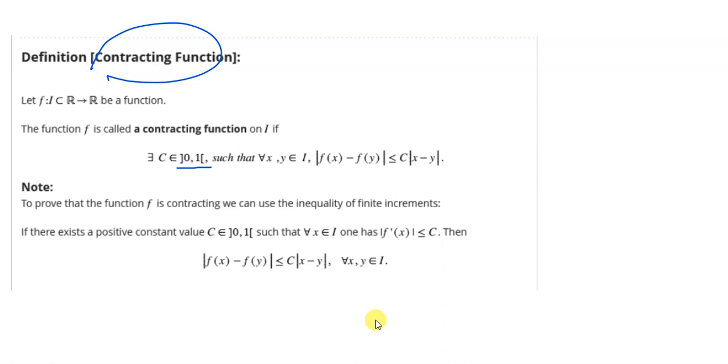So to prove that the function is a contracting function, we can try to find this inequality, or we can use the inequality of the finite increments, which says that there exists a positive constant c that belongs to (0, 1), such that whatever x belongs to I, the absolute value of f prime of x is less than c. So we need only to prove this inequality to say that the function is a contracting function.